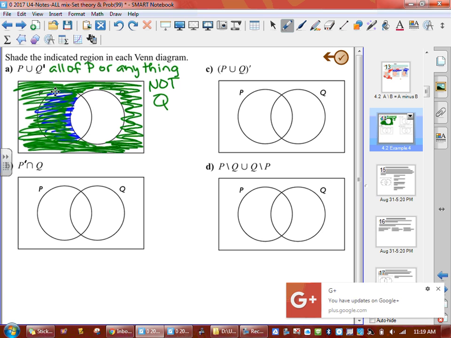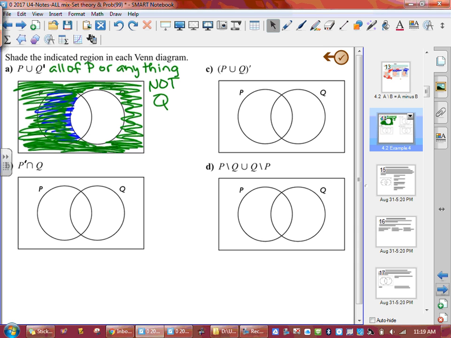Okay? Take a look at letter C. We're going to go across so I can scroll down later. So, going across to letter C, I've got P or Q, and then it says prime. So what's the complement of P or Q? Well, what is the opposite of P or Q?